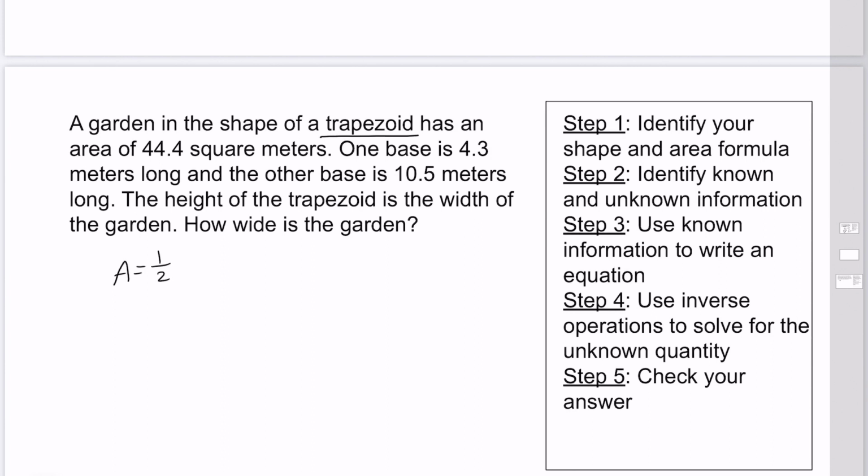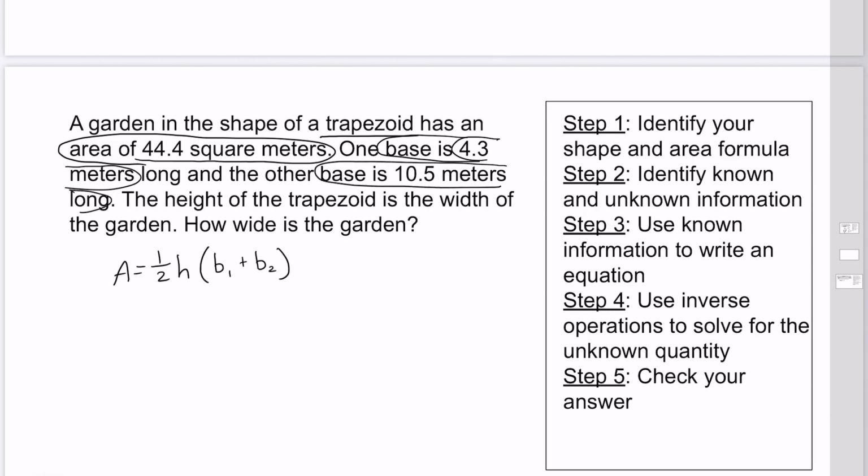So we know we're dealing with a trapezoid, so I'm going to write my area formula for the trapezoid. That's step 1. And I'm going to move on to step 2 where I identify my known and unknown information. So I know that the area is 44 and 4/10 square meters. I know that the base is 4 and 3/10 meters long. I'm going to circle it so the base is included in that. And I know that the other base is 10 and 5/10 meters long.